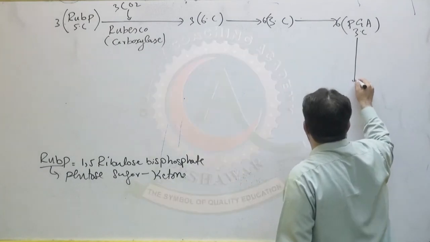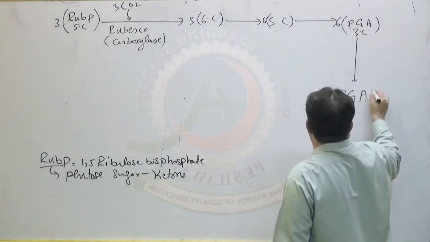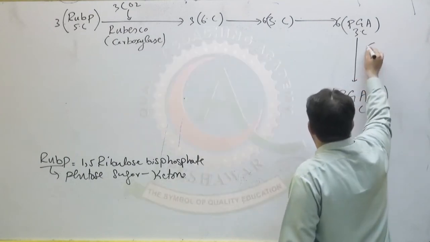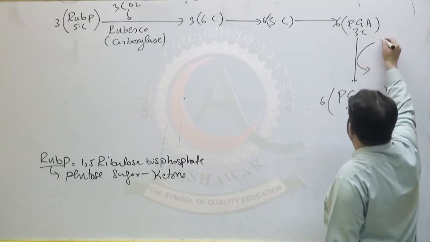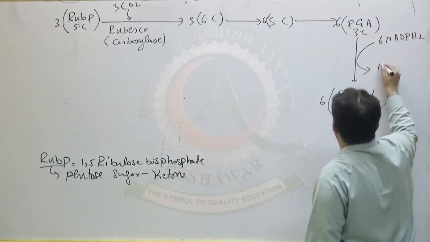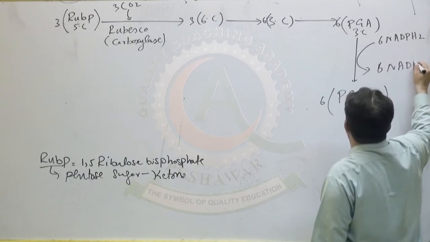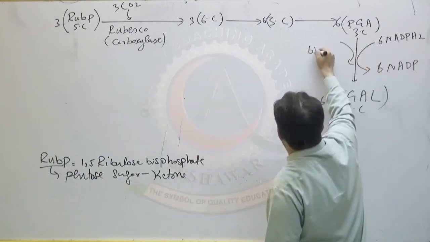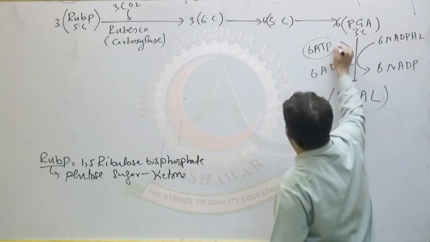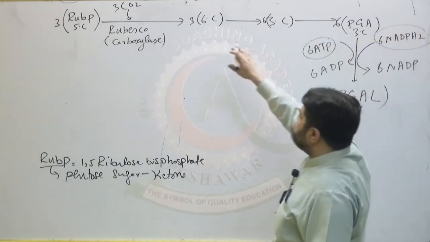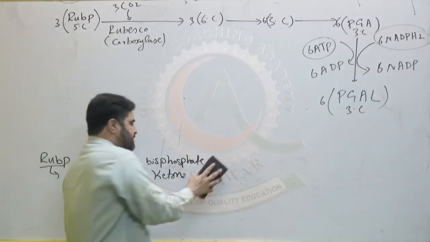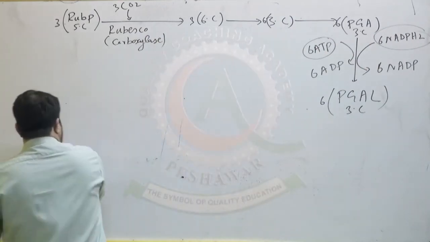Then this PGA is converted into PGAL, phosphoglyceraldehyde. During this process, 6 NADPH2 are consumed, and 6 ATP molecules are also utilized. So that's the second phase. The first phase was the fixation of carbon dioxide. The second phase, the reduction using NADPH2.